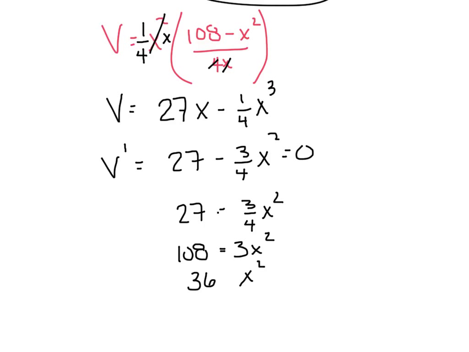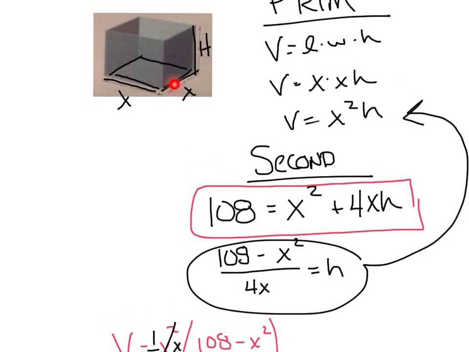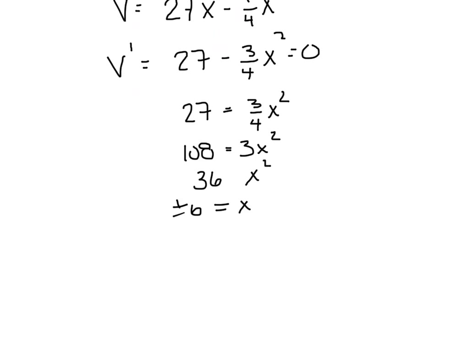36 equals x squared, therefore x equals plus or minus 6. Now let's use some common sense here and talk about what the domain could be. Since we're talking about x values, clearly you don't want a negative value to make this side of your box, so I know my domain has to be greater than 0. So I can right away reject that -6 and just use my +6.